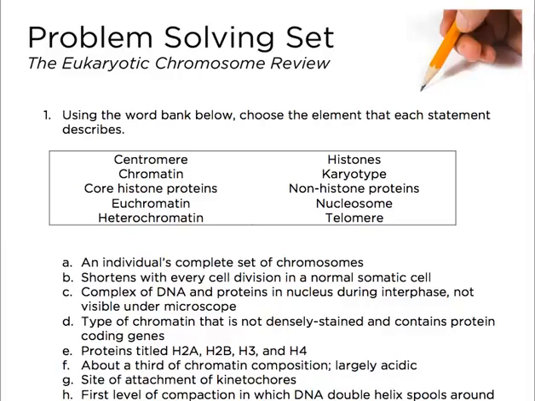Welcome to the problem set for the eukaryotic chromosome review. Question 1. Using the word bank below, choose the element that each statement describes. So for A, an individual's complete set of chromosomes. That is otherwise known as a karyotype.